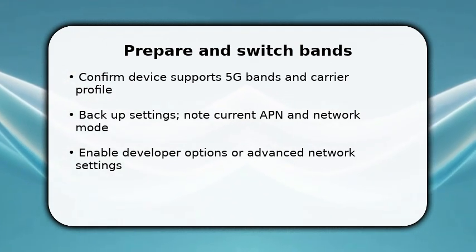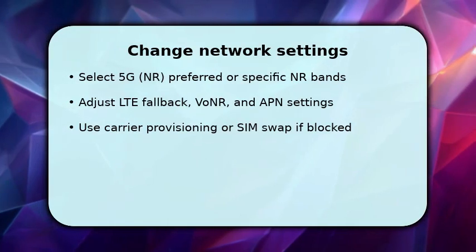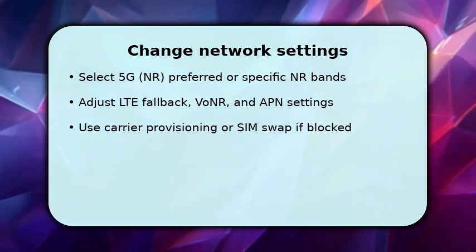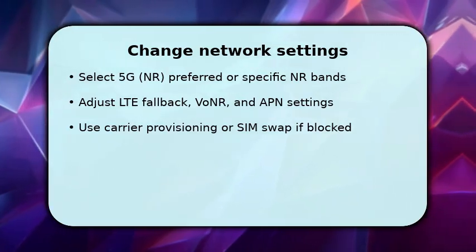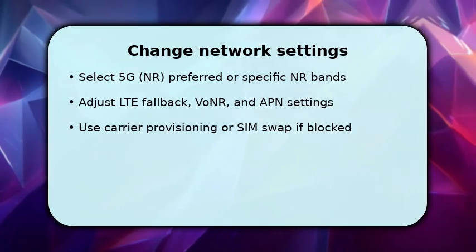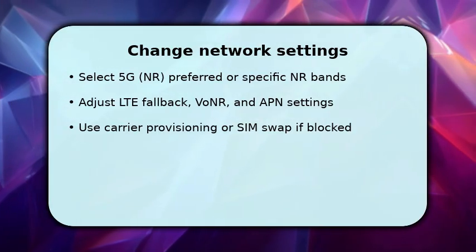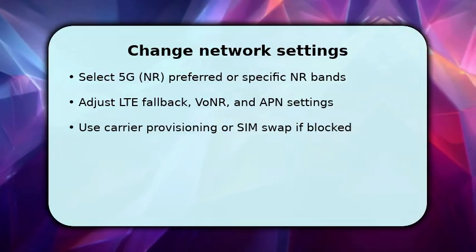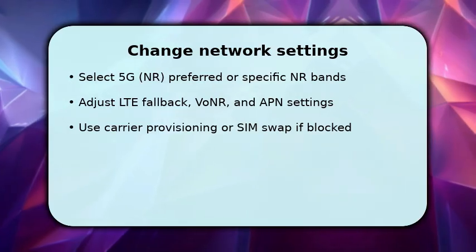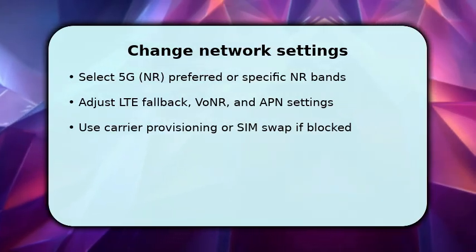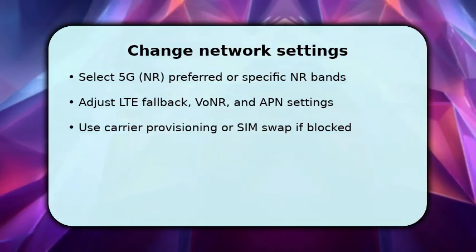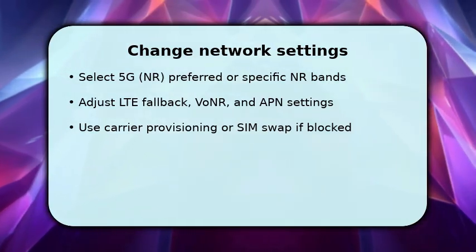You now change specific network parameters. Open advanced mobile network settings and set preferred network to 5G/NR, or pick the exact NR bands your carrier uses. Make sure VoNR or Voice over NR is enabled if available, and adjust LTE fallback behavior so voice calls don't force unwanted band changes. If APN or provisioning prevents 5G, update APN values or perform a carrier SIM provisioning. Sometimes a SIM swap from the carrier is required.